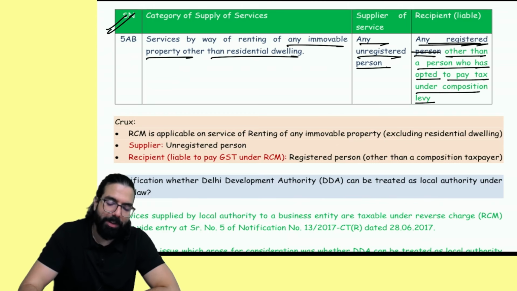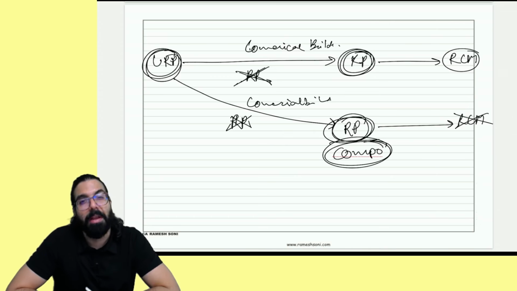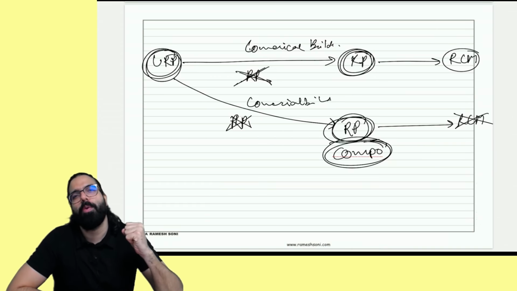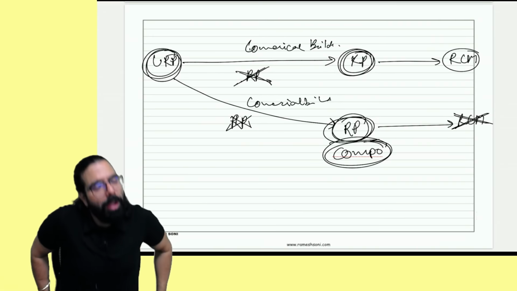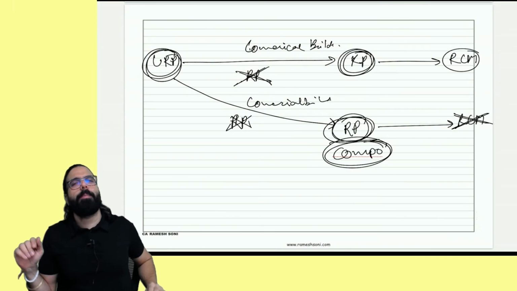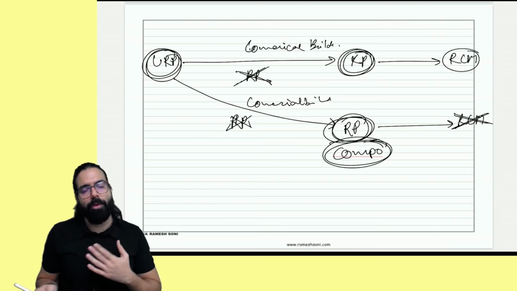What happens? See, if a composition dealer ends up paying 18% GST every month on the rent, that is a huge amount. And composition dealers don't get credit either, and hence the government said, okay, fine, composition dealer, you don't have to pay GST under RCM on this rent which you have paid.